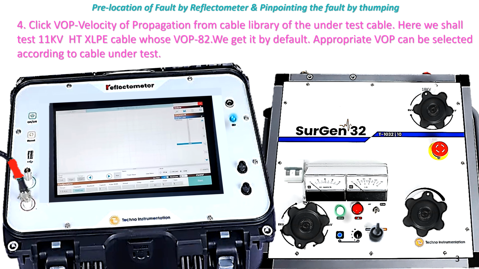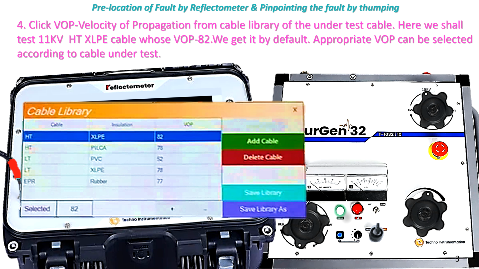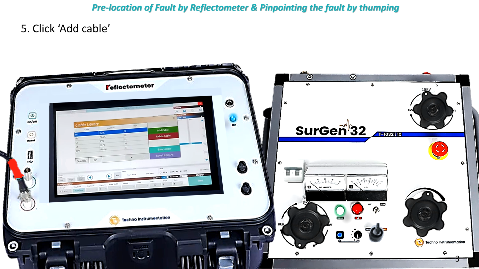Here we shall test an 11 kV HT cable whose VOP is 82. We get it by default. Appropriate VOP can be selected according to the cable under test. Click Add Cable.